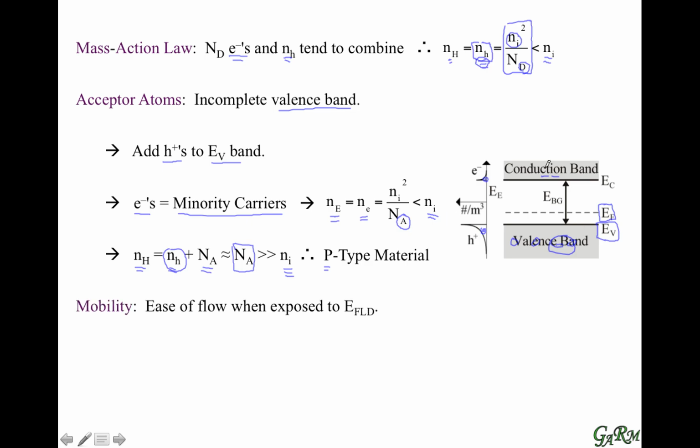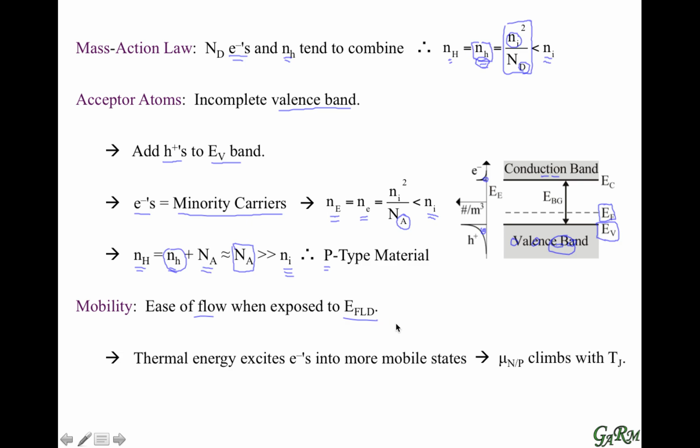Mobility. Well, now that we have these charge carriers, mobility is the ease with which these charge carriers flow when exposed to an electric field. When we increase the temperature, we excite electrons into more mobile states. That means that it's easier for these charge carriers to flow. So the mobility, and we use the Greek letter mu for mobility, increases with higher temperature, because they're more mobile when the temperature is higher.